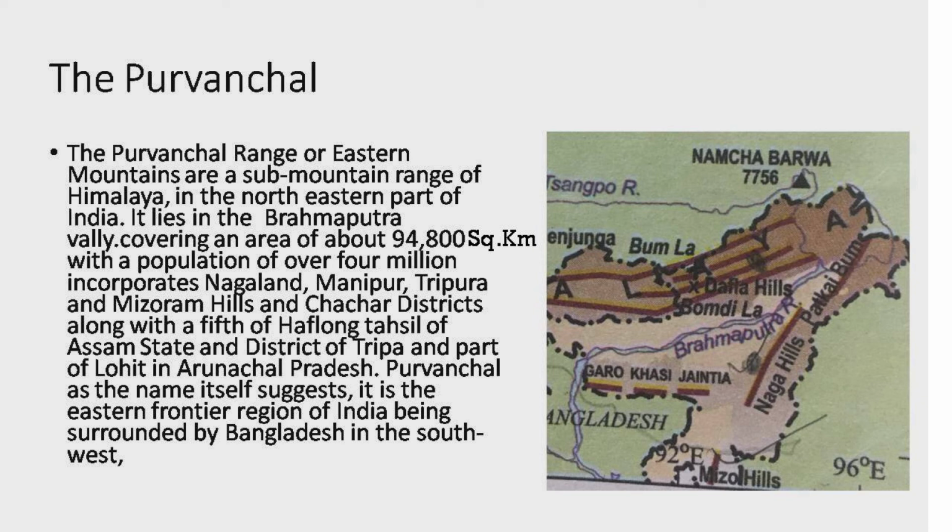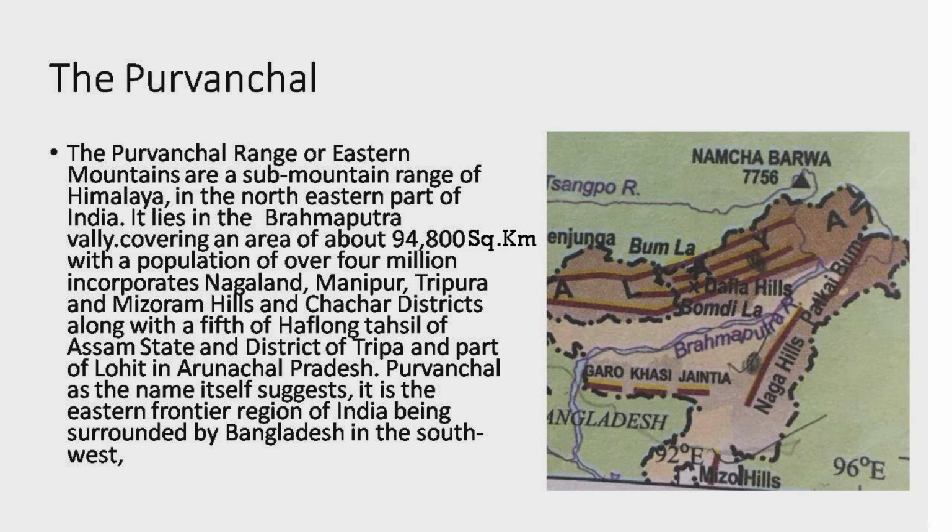This Purvanchal, as the name itself suggests, is the eastern frontier region of India, being surrounded by Bangladesh in the southwest, Myanmar in the southeast and China in the northeast. Its northwestern limit for a major part follows the boundaries of Meghalaya and the Mikir Hill region, Assam Valley, the eastern Himalaya and the plain areas of Tripura and Cachar, which are the continuation of the Surma Valley.